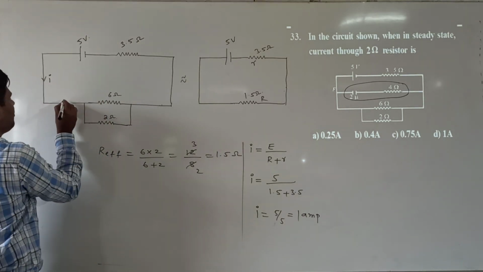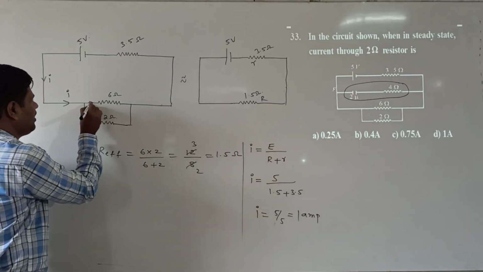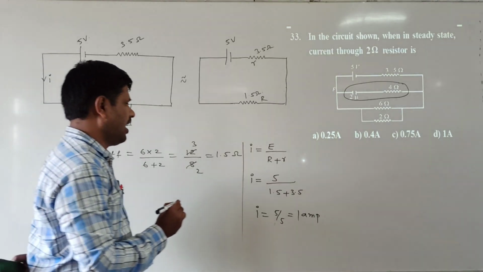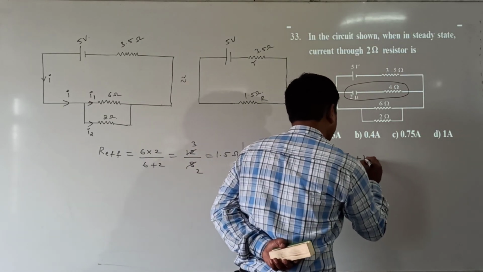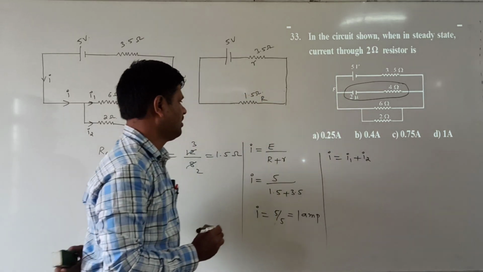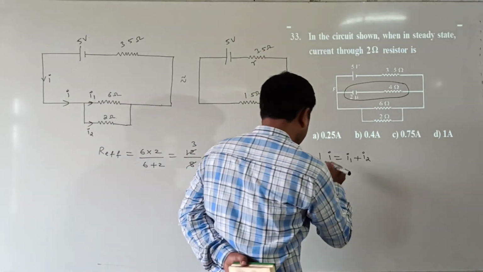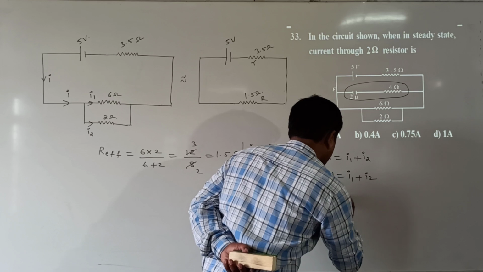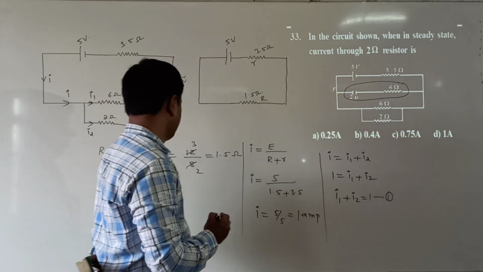Suppose the current in the circuit is 1 ampere, that is considered as I. Here I is divided into two parts. This is I1, another one is I2. So I is divided into two parts, which means, from Kirchhoff's law, I is equal to I1 plus I2. So 1 is equal to I1 plus I2. I1 plus I2 is equal to 1 ampere. This is equation number 1.